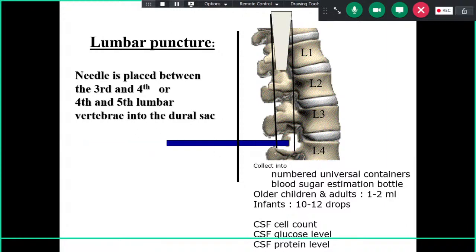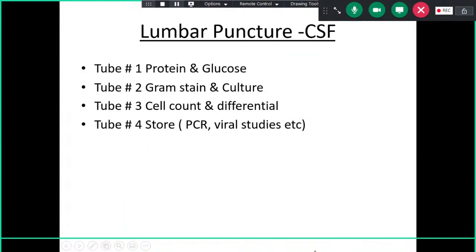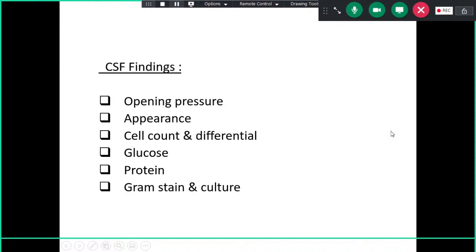As I told you, the pressure within the CSF in the subarachnoid space is 80 to 180 millimeter of water. If there is meningitis, the pressure will increase. So with the fluid, we need to look at the CSF cell count, glucose level and CSF protein level. One tube we do protein and glucose, second tube gram stain and culture, third cell count and differentials, fourth we do a PCR.